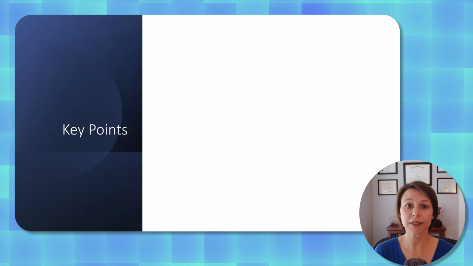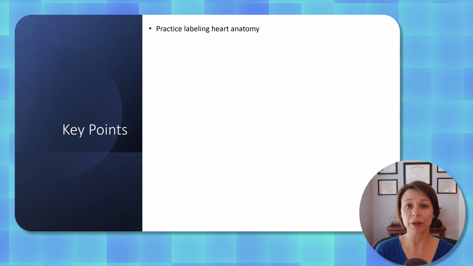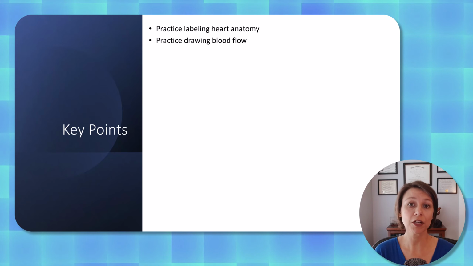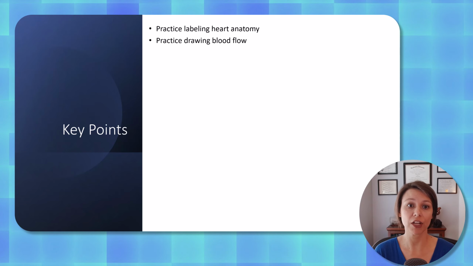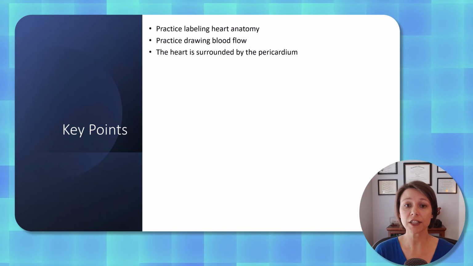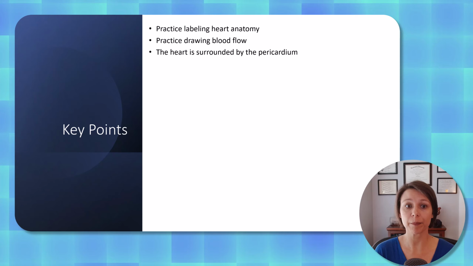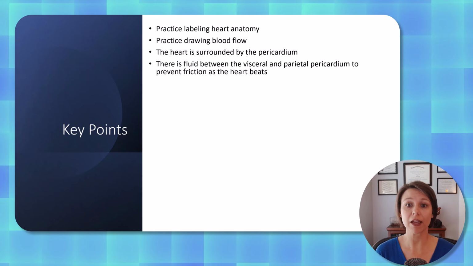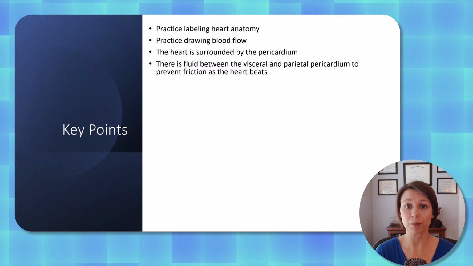Let's review our key points. You want to practice labeling heart anatomy. You also want to practice drawing blood flow, and I'm going to show you how to do that in another video. Remember that the heart is surrounded by the pericardium, and there is fluid between the visceral and the parietal pericardium to prevent friction as the heart beats.